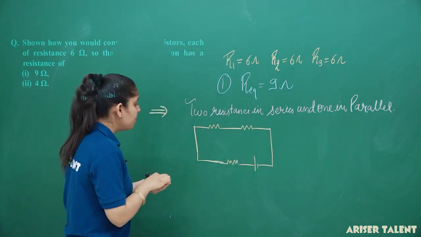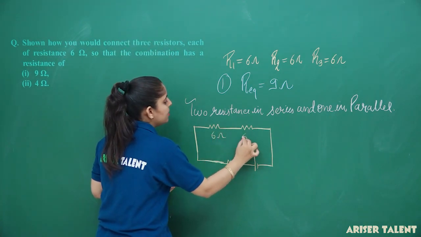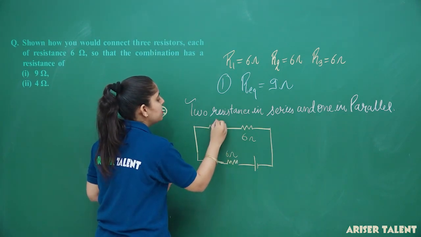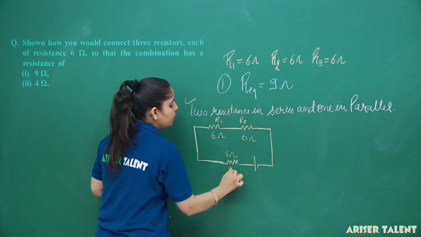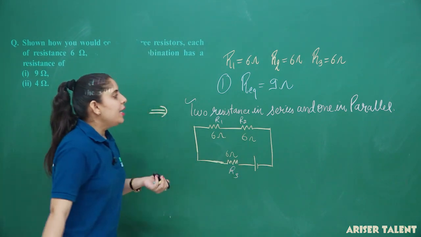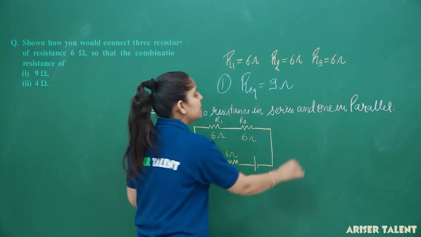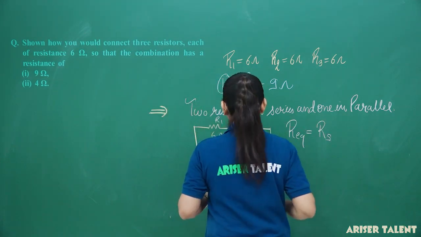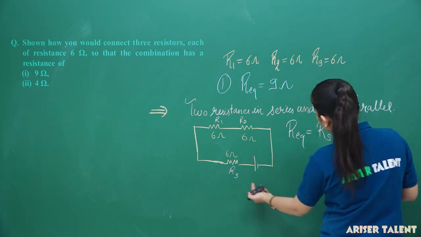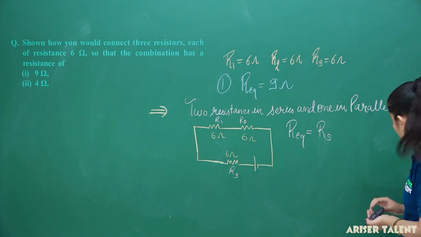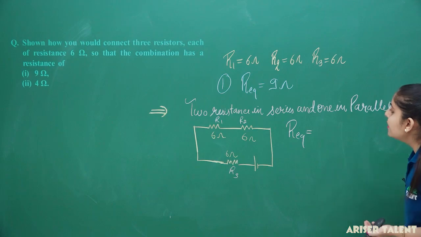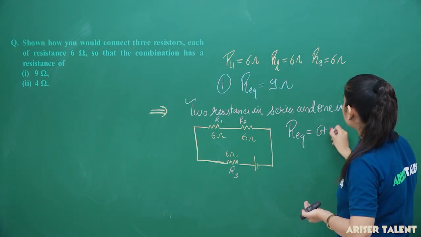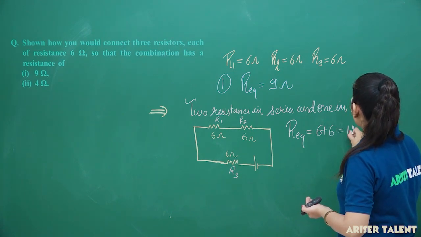This is our circuit diagram. This is our 6 ohm, this is our 6 ohm and this is our 6 ohm, and we will mention the names of the resistances as R1, R2 and R3. Now, if I want to find the equivalent resistance of the circuit, what do I have to do? I have to do RS plus this resistance in parallel. I am just adding the first two resistances because in the series combination 6 plus 6 gives you 12. It will be 12 ohm.